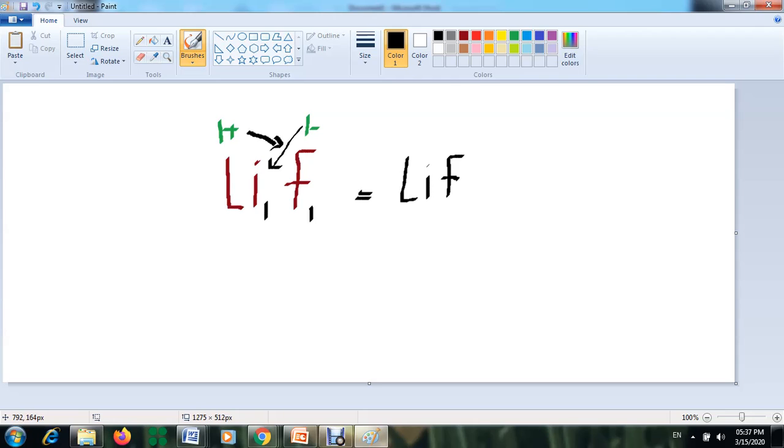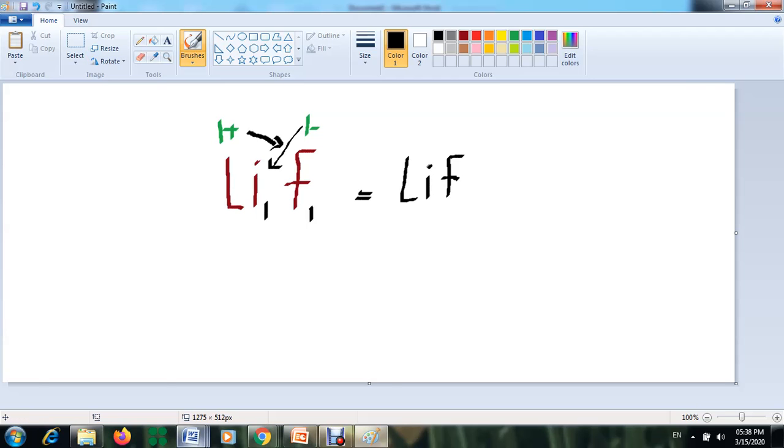Okay, I'll give you another example. Here, as you see at the end, we didn't write the charge at the top. I didn't write it because they cancel each other at the end. And I didn't write any numbers down here because they are 1. So these charges cancel each other, so only 1 lithium atom is bonded to 1 fluorine atom.